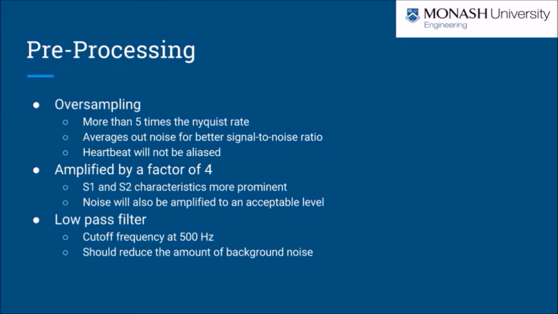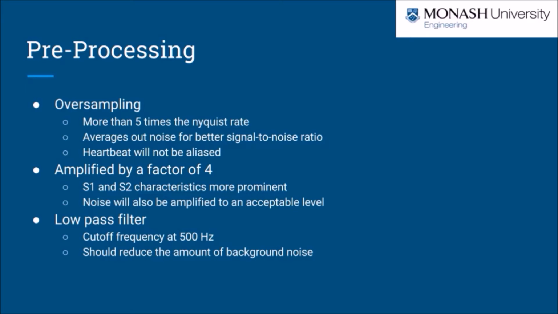Now, most modern analog to digital converters have built-in analog anti-aliasing filters. However, we still use a process known as oversampling to overcome the effects of the heartbeat information being aliased. This is why we are oversampling at 5512 Hz. On top of overcoming aliasing, it also averages out noise for better signal-to-noise ratio than if we sampled at 1 kHz.